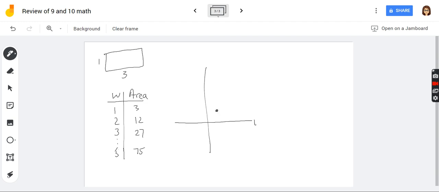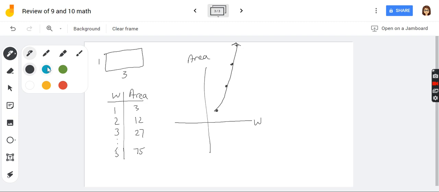Well, now when I plot these points, I'm going to have 1, 3. So again, this is very rough. This is width, and this is area. Okay, I'm going to have 1 and 3, and then I'm going to have 2 and 12. And then I'm going to have 3 and 27, which is very high, and then 75 is very high. And of course, I'm not drawing this properly, but if I plotted it into Desmos or graphing software, I would see that this is actually a curve. And so I'm going to change color, and I'm going to write down the concept. The concept is that this is a non-linear relationship.